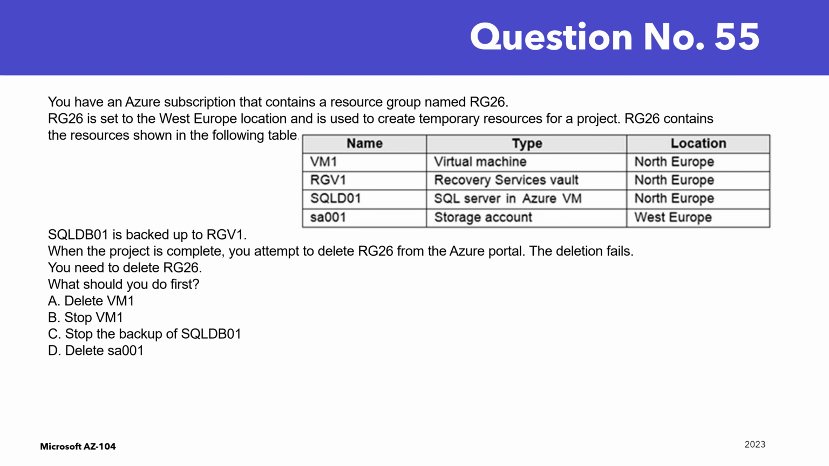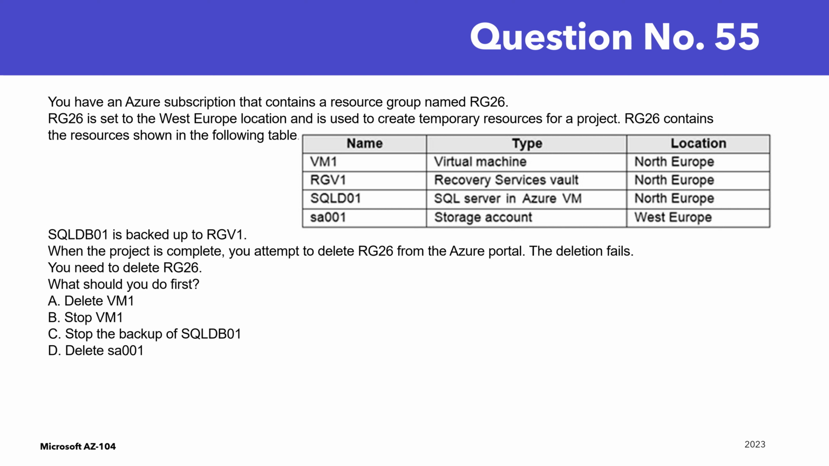You have an Azure subscription that contains a resource group named RG26. RG26 is set to the West Europe location and is used to create temporary resources for a project. RG26 contains the resources shown in the following table. SQLDB01 is backed up to RGV1. When the project is complete, you attempt to delete RG26 from the Azure portal. The deletion fails. You need to delete RG26.